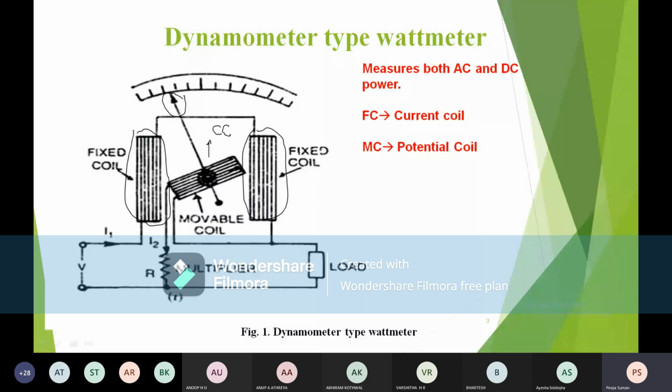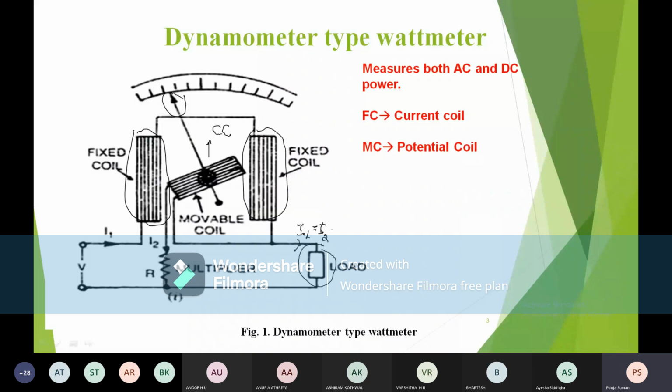When you observe the figure, you can see that the fixed coil is connected in series with the load. The fixed coil is connected in series with the load and this carries the current. It will carry the current to the load, and that current is called IL, or let's call it I2. So the fixed coil carries the load current, which is equal to IL or I2.